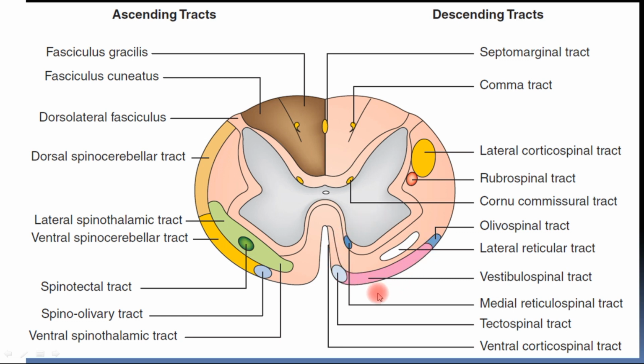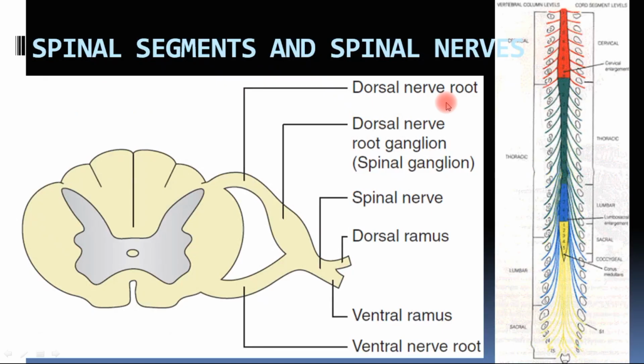So this finishes our descending tracts as well as the ascending tracts. As you can see, different ascending tracts on the white matter and different descending tracts on the white matter. Then coming to the last slide is various spinal segments and their relation to the vertebral column. So we will deal with the spinal segments and the spinal nerves.